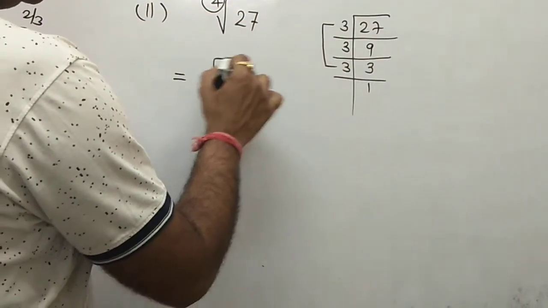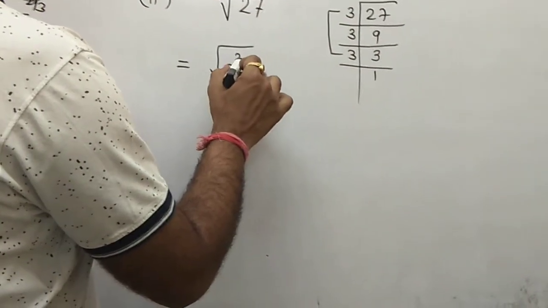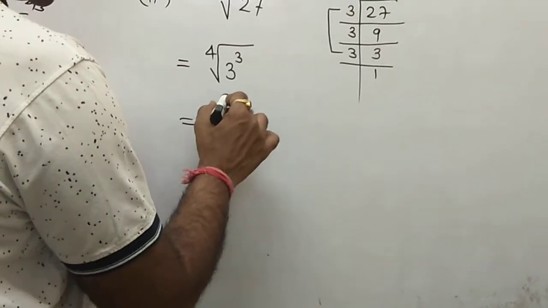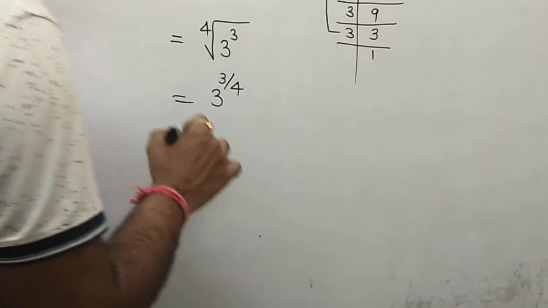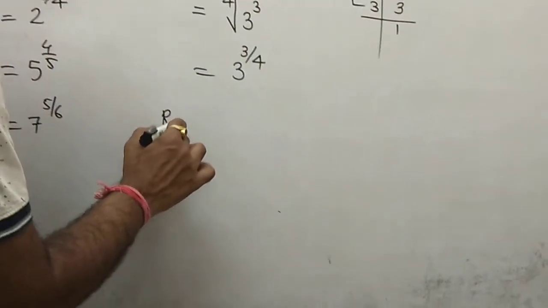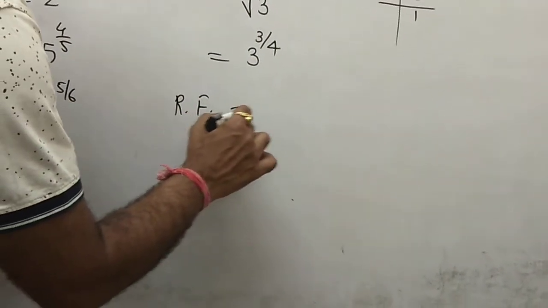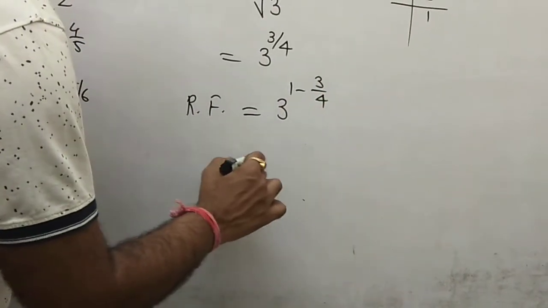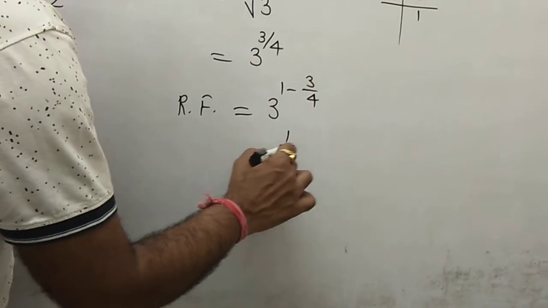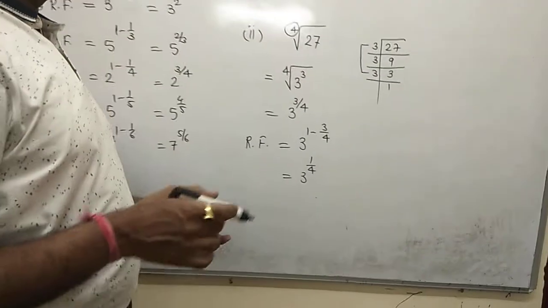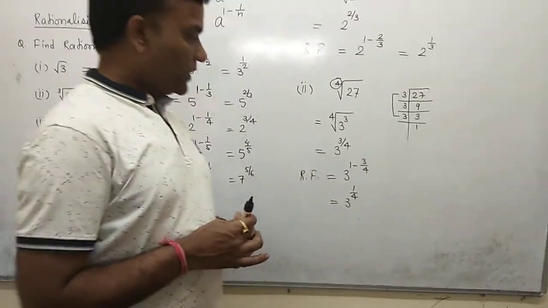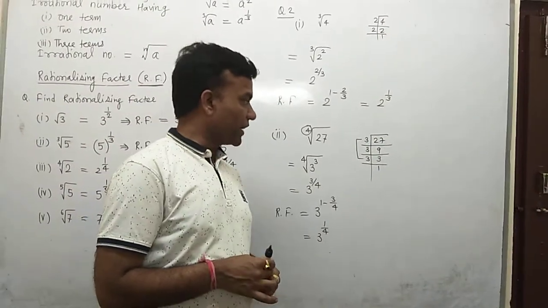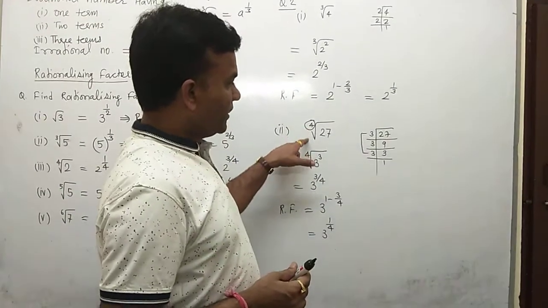So you convert this number to 3 to the power 3, but here the 4th root is given, and now its exponential form is 3 by 4. So you find out its RF, rationalizing factor, which is 3 to the power 1 minus 3 by 4. So now your rationalizing factor is 3 to the power 1 by 4. So it depends on its power, like 3 by 4 and 4 by 4.